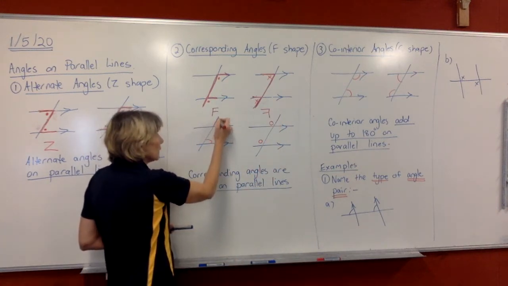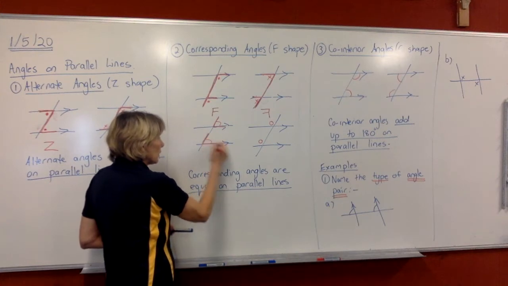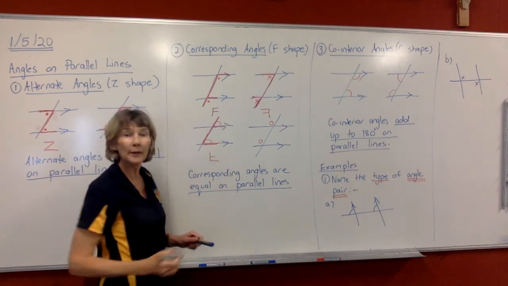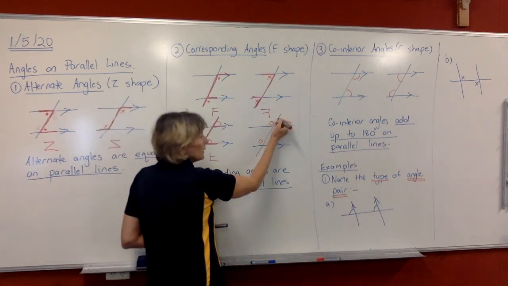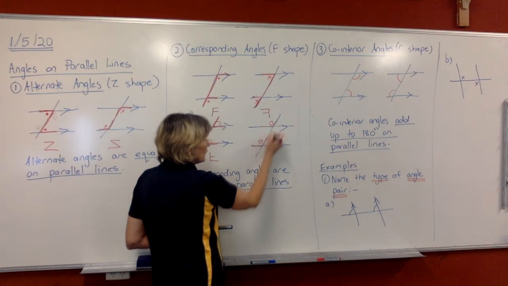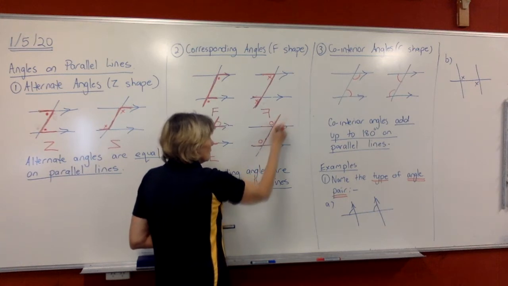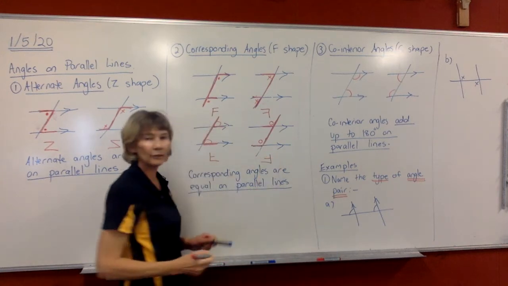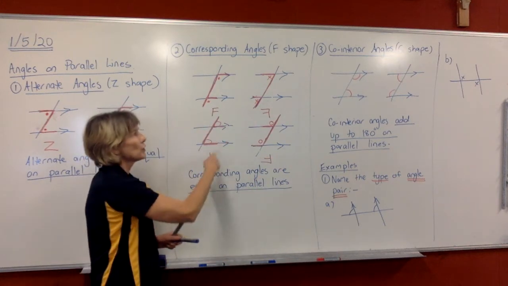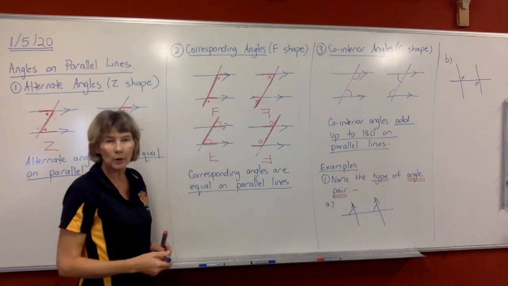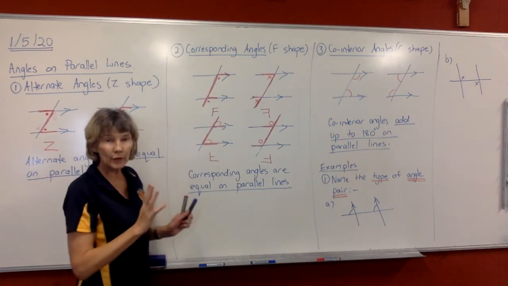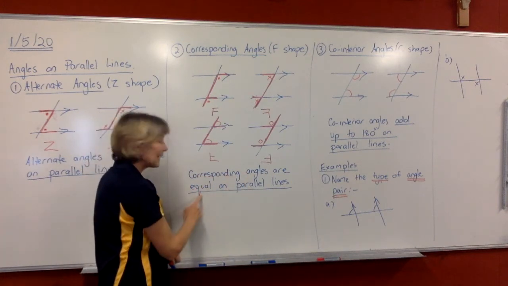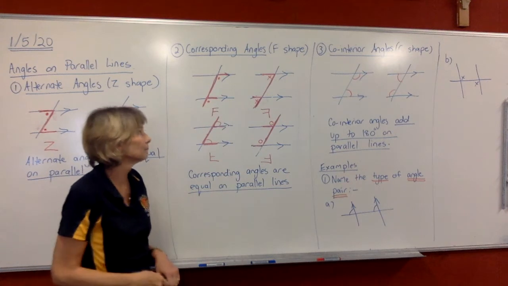And over here, if we go around this angle and around this angle and join them in the middle, we've got an upside down F. And over here, if we go around the angle and around the other angle, we've got an upside down back to front F. So all those four versions of F say that we're dealing with corresponding angles. If the lines are parallel, those corresponding angles will be equal. So corresponding angles are equal on parallel lines.